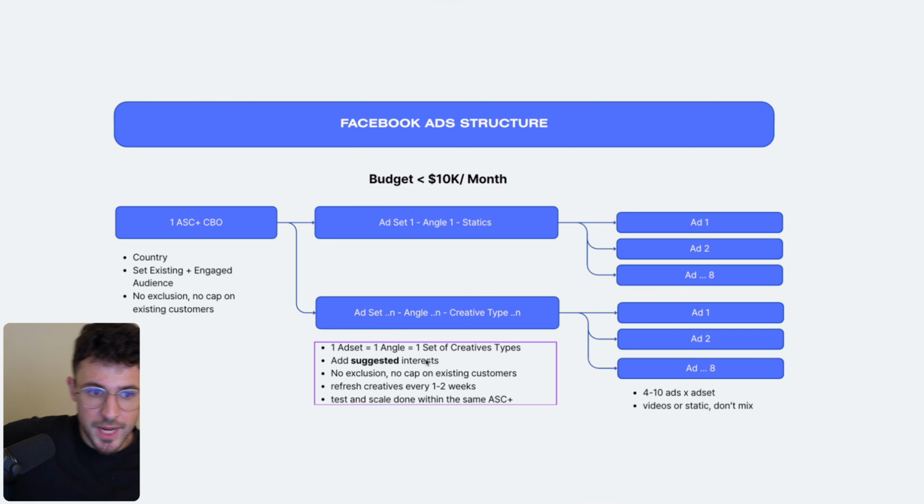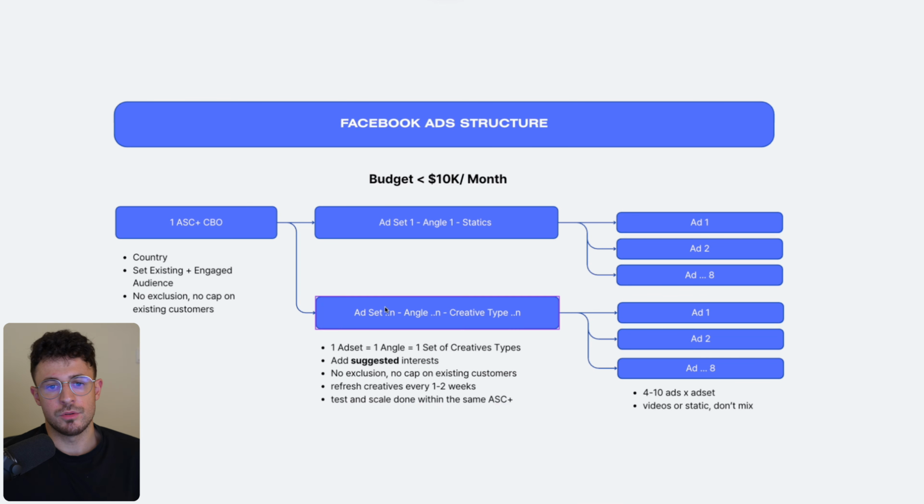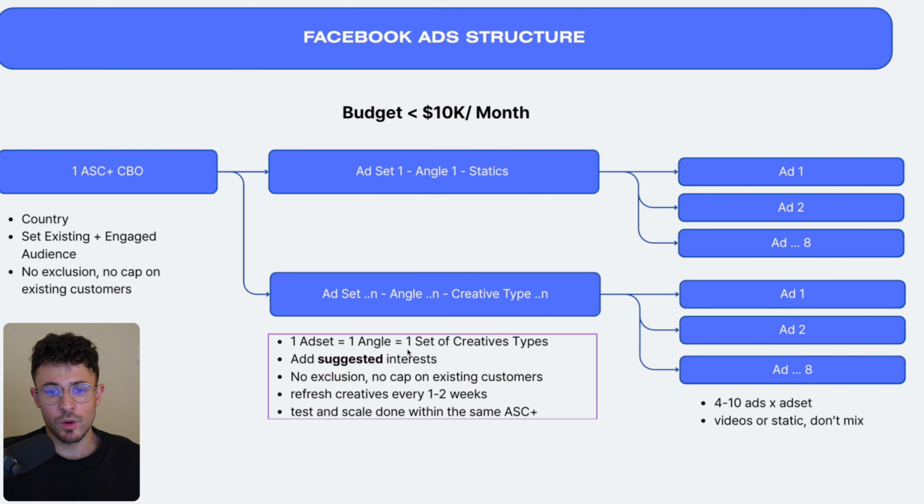Anyways, then in this Advantage Shopping Plan CBO, you should have one ad set for one angle and one content type. So each ad set is one angle and one set of creative types, meaning statics or videos. You can add the suggested interest. Actually, it's not a problem. If you add them, it's going to be even better. No exclusion, no cap on existing customers.